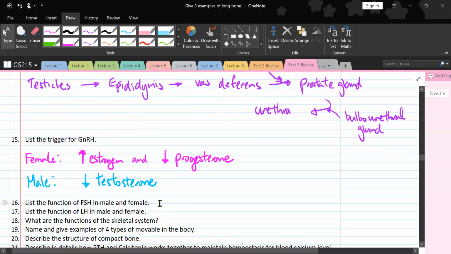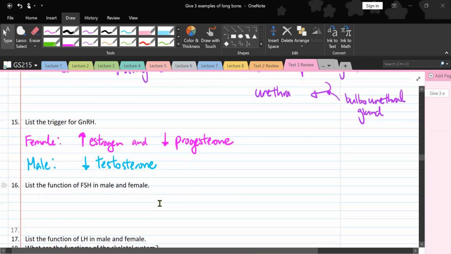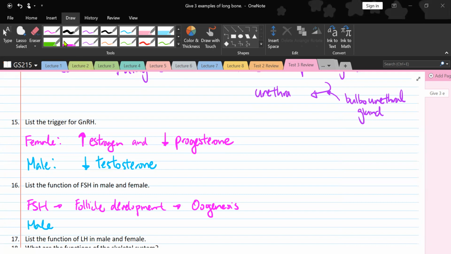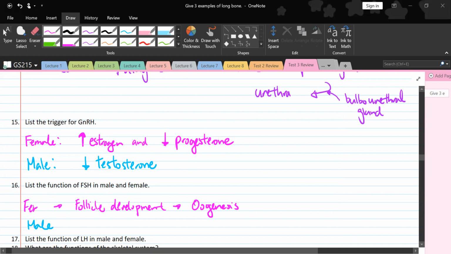Okay, next, list the function of FSH in male and female. So to keep it very simple, basically FSH is responsible for follicle development, right? Which forms the egg, so oogenesis. And then for male, that was female, sorry. For male, the FSH is going to trigger spermatogenesis.